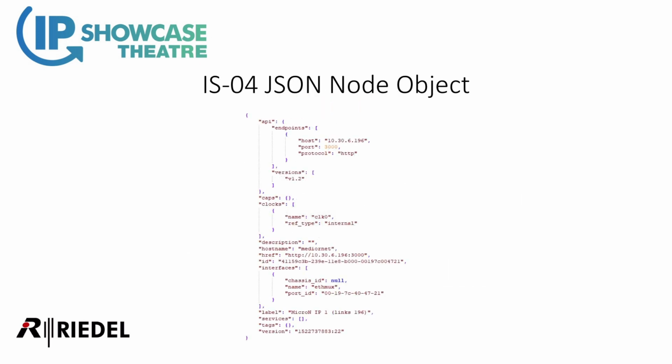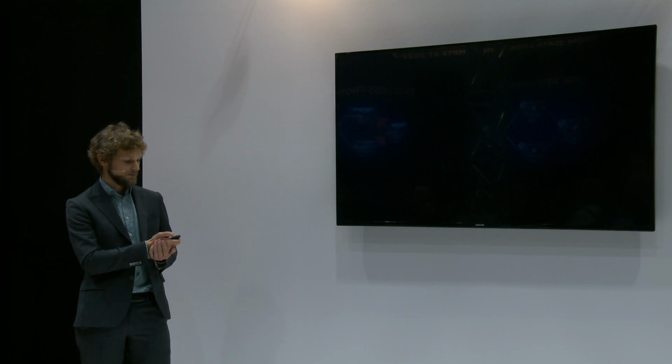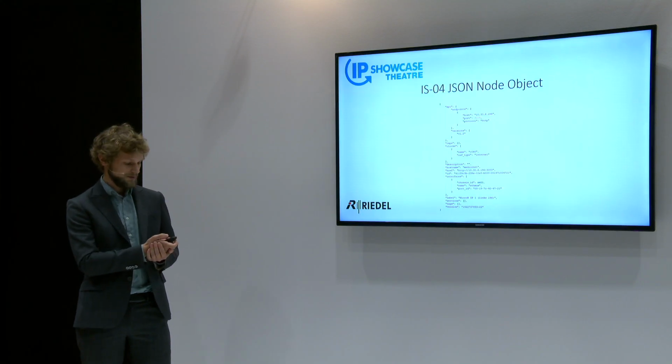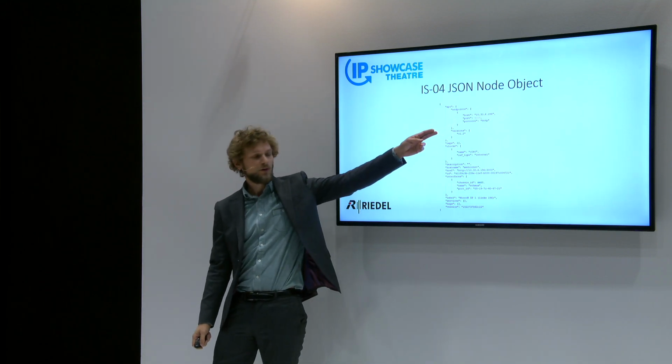And those resources, this is just an example, are covered in a JSON object. So you have a node object, a device object, and a source object, sender object. There are different objects defined in the specification. And for example, in the node object, you have an IP address, how to configure that device.